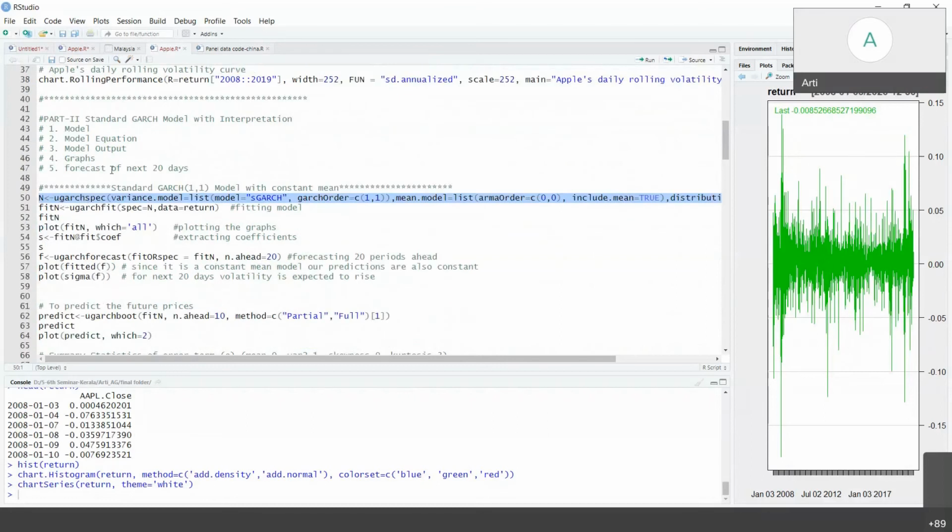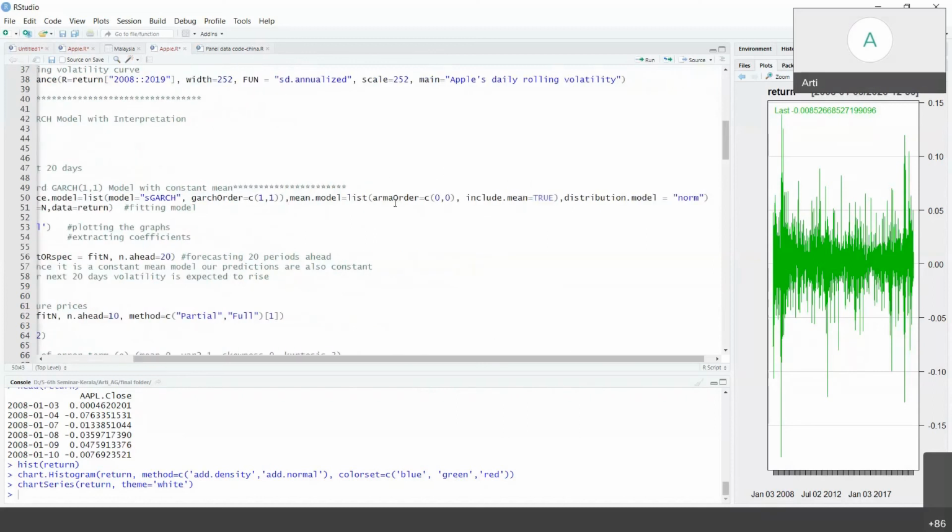We have a library called ugarch, as I told you. Then we have a function called ugarch spec. In ugarch spec, if you remember, we had three equations: the variance equation, the mean equation, and then a distribution model. Here we present it as a variance model, mean model, and distribution model. For the variance model, we write list model standard GARCH, because we are using a GARCH 1-1 model. GARCH order is 1-1.